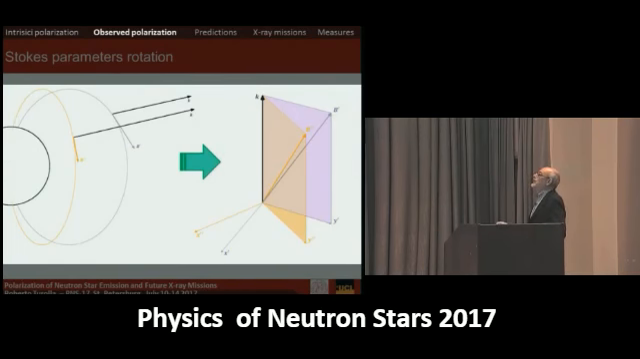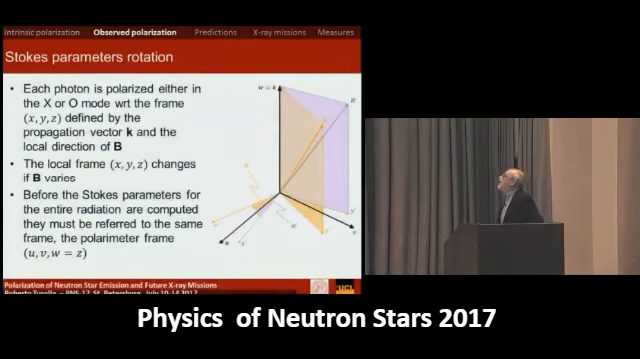Here are two points close to the neutron star surface. The direction of B is different in the two cases. K is, of course, the same. These two Ks are two parallel vectors. And if I build up the two reference frames, X prime, Y prime, Z and X double prime, Y double prime, Z, the two reference frames are different because the magnetic field is not the same. So what I need to do is to rotate the Stokes parameters by an angle alpha prime if I want to refer to the first point, or alpha double prime if I want to refer to the second point.